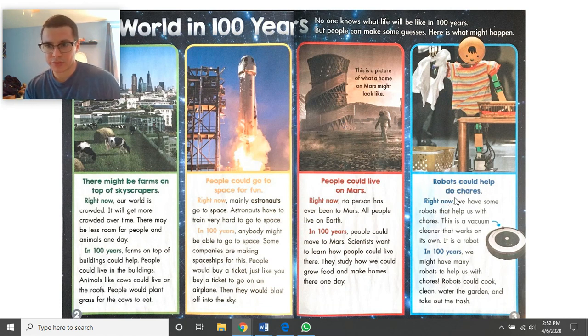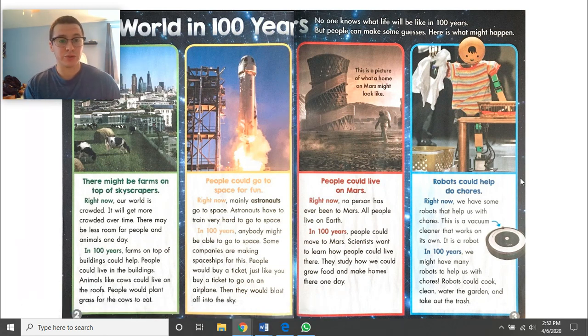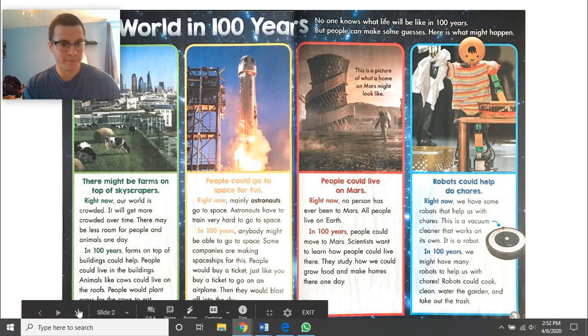Robots could help do chores. Right now, we have some robots that help us with chores. This is a vacuum cleaner that works on its own. It is a robot. In 100 years, we might have many robots to help us with chores. Robots could cook, clean, water the garden, and take out the trash. Ooh, that would be really helpful. So, in 100 years, robots might be able to do chores. Let's go to the back.